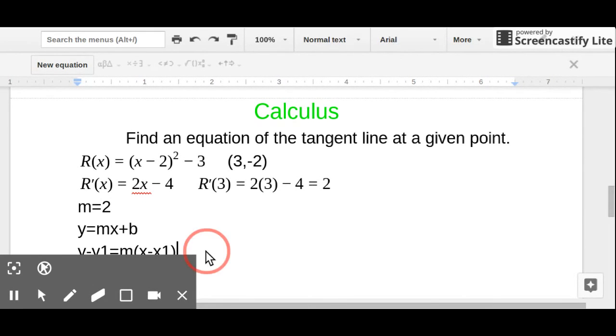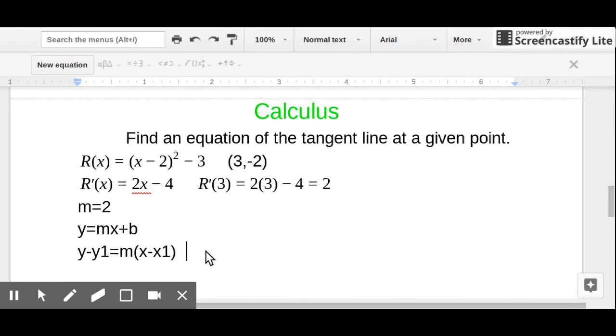So let's go down here, or why don't we just do this? y minus y1. So that would be our negative 2. And notice I'm putting parentheses around this. The reason for that is because of this minus sign out here. Right. Our slope is 2. We have x minus 3.